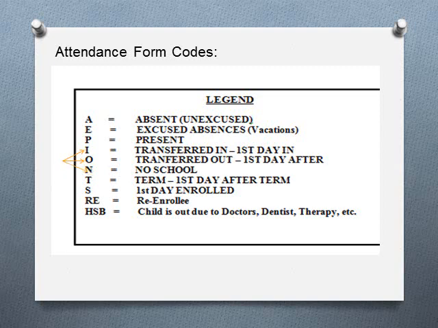The next 3 codes are used occasionally. I is used on the first day that a child transfers into the classroom. After the first day, P is used to document their presence. The first day that a child is absent due to a transfer out of the classroom, O is used. After the transfer is documented, the remaining days of the month are left blank.